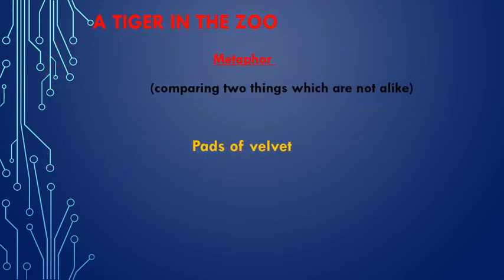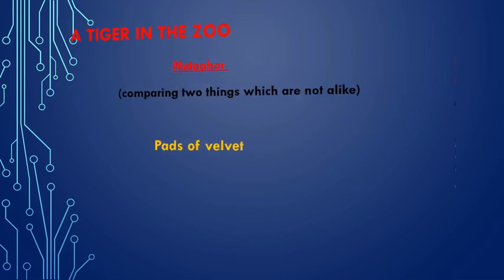Now, what is another poetic device that is used? Metaphor. It compares two things which are not alike, but the qualities are alike. Here, 'pads of velvet'. Pads means the paws of the tiger, compared to velvet. Velvet is a smooth cloth. Just like the velvet and pads, the two things are being compared. So the poetic device used here is metaphor.